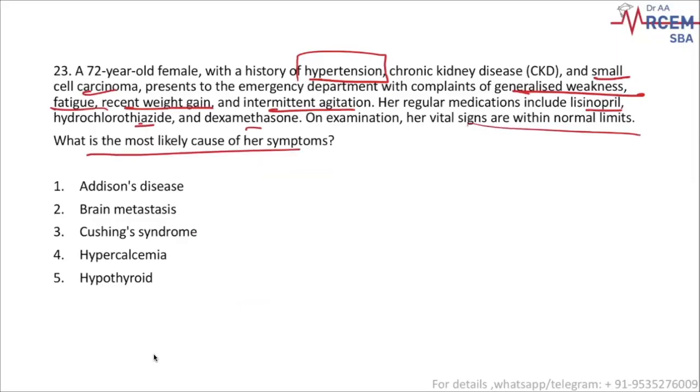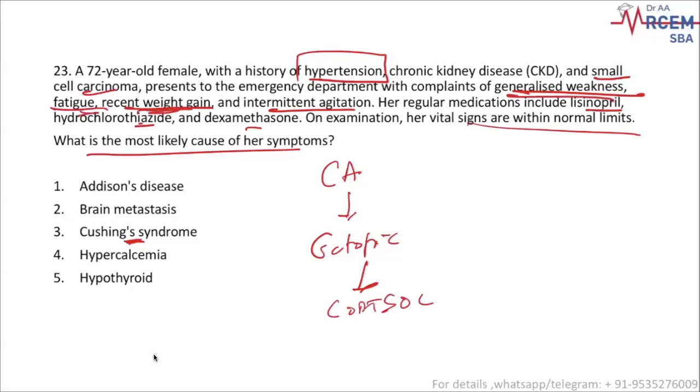You need to remember that this patient might be having Cushing's disease, because any cancer can produce ectopic hormones, that is, this patient can have ectopic cortisol levels. With ectopic cortisol, there is a large amount of fat deposition resulting in weight gain, and fatigue and generalized weakness are the common symptoms. So we are thinking of Cushing's syndrome in this patient as the most likely cause.